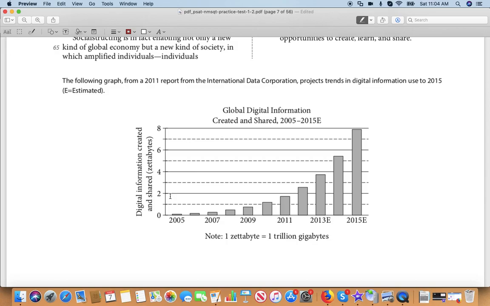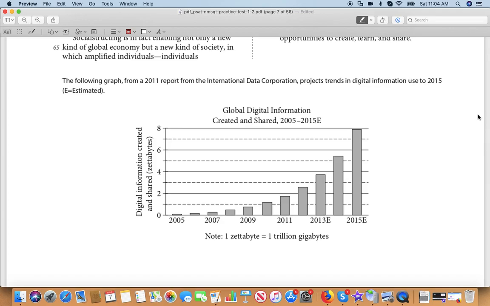All right, so go ahead and read. We'll start with the title of this graph. Global digital information created and shared, 2005 through 2015. And then what's the y-axis going up and down? Numbers, like how many zettabytes? Read the whole thing for me, because it's labeled really specifically.